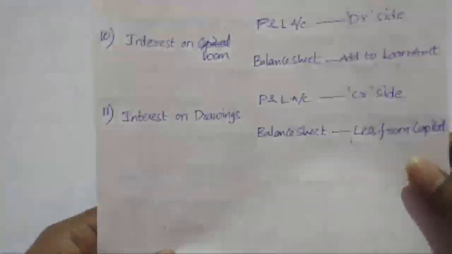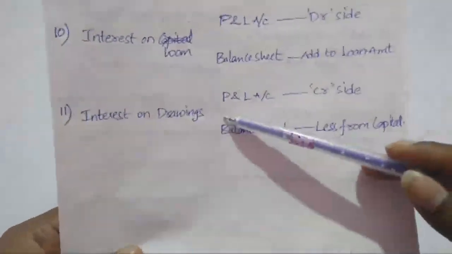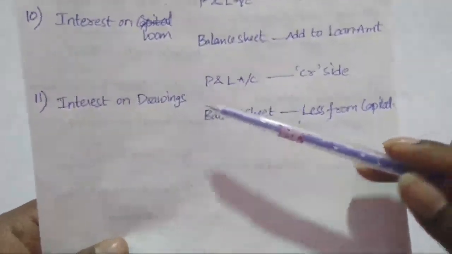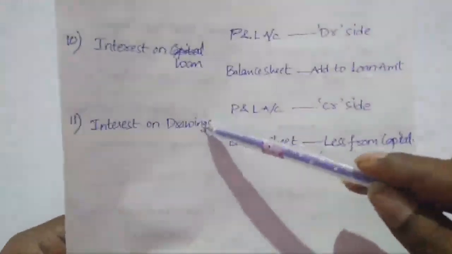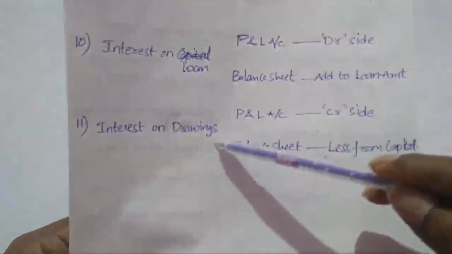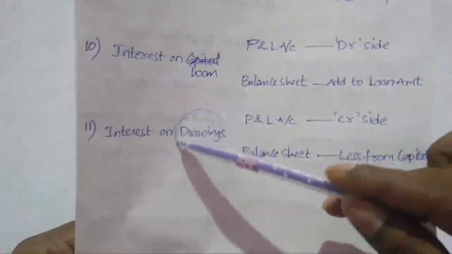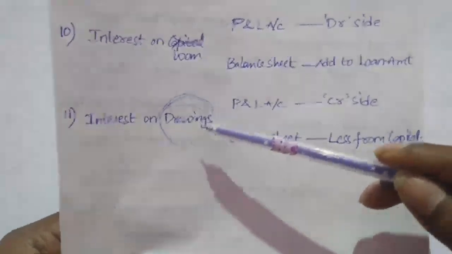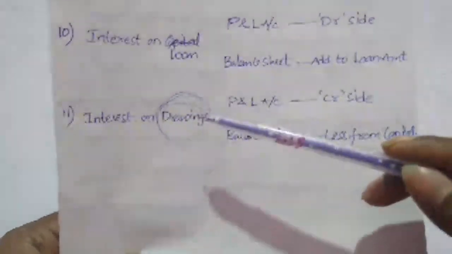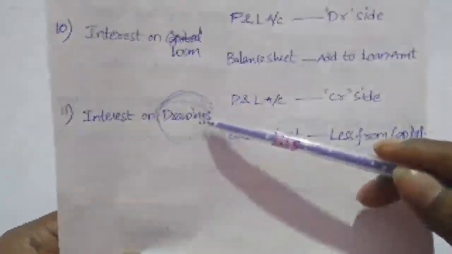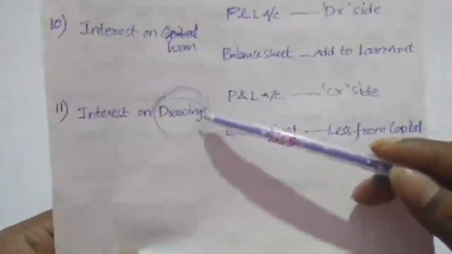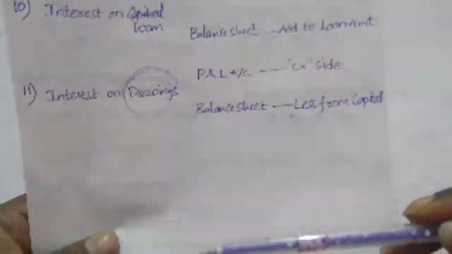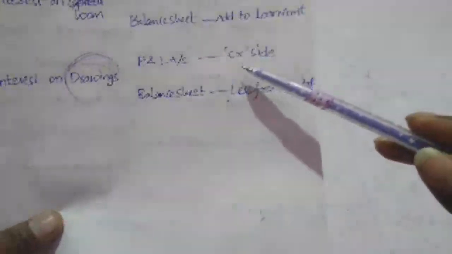That's it. And coming to interest on drawings. What do you mean by drawings? Drawings is nothing but the amount which is withdrawn from the business by the proprietor for his personal use. Whenever he withdraws some amount from the business for his personal use, he needs to pay interest on these drawings. When he is paying interest on his drawings, as the owner is different from the business, we need to think from the business point of view. It is an income for us.